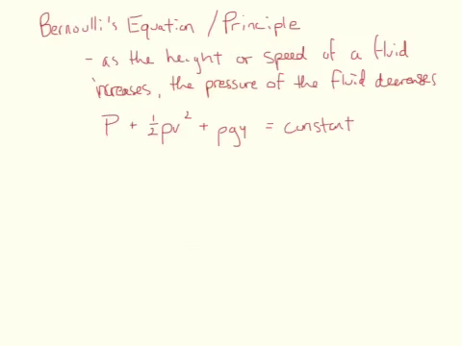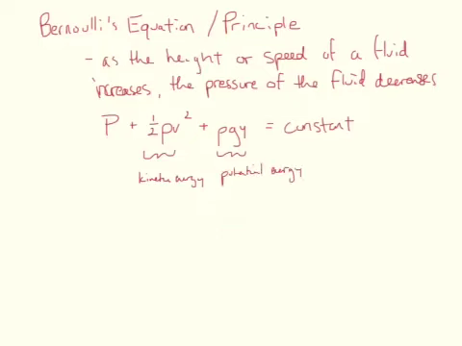Alright guys, the other thing we're going to talk about tonight is called Bernoulli's principle, or Bernoulli's equation goes with it, which basically says that as the height or the speed of a fluid goes up, the pressure of that fluid will go down. And you may notice that this term right here, 1/2 rho v squared, looks very similar to kinetic energy. And you may notice that this term right here, rho g y, or rho g h, somebody else might call it, looks very similar to gravitational potential energy.